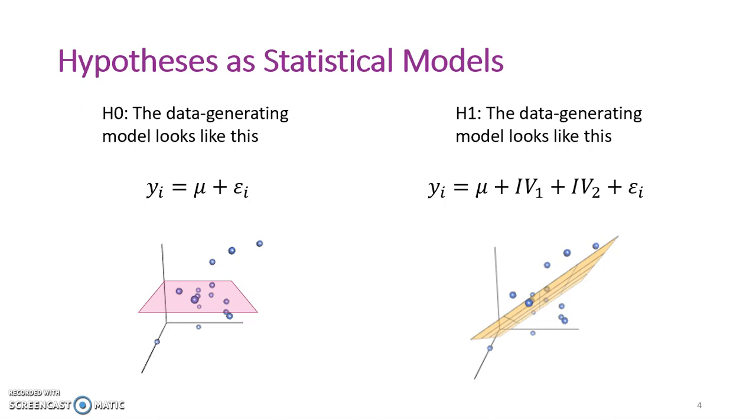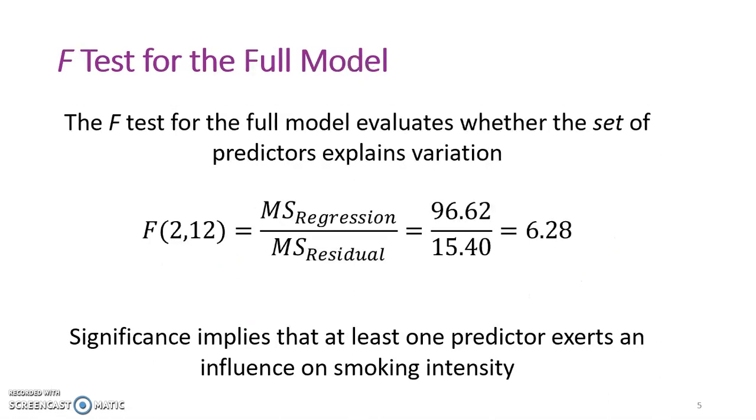And so we want to see which one is true, right? These are our hypotheses for the overall models. So is the plane flat for the 2 predictors influencing the outcome? Is there no influence? Or is the plane, the regression surface, tilted in one way or another? Meaning, do the scores systematically vary? So again, the F test for the full model is evaluating the set of predictors and whether the set of predictors taken together explains variation in the outcome.